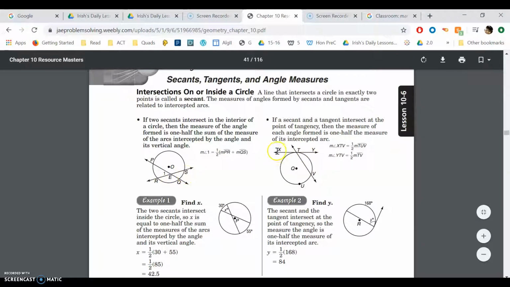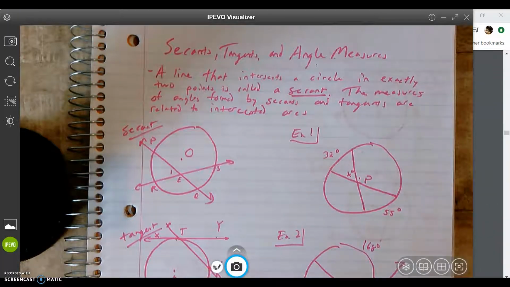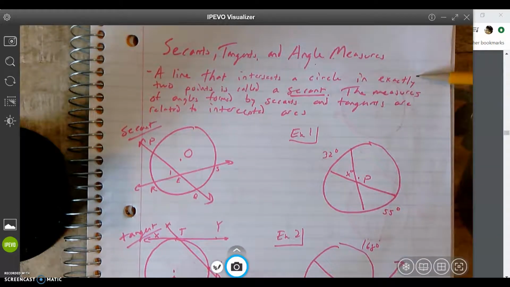We're also going to see this tangent right here, see that X, T, Y, that's a tangent, because it touches the circle at one point, and how that relationship with a secant, which is T to V, also works. All right, here we go. So first off, we got to copy down our notes. I copied everything down from the PDF.